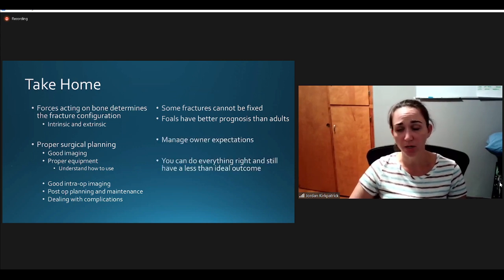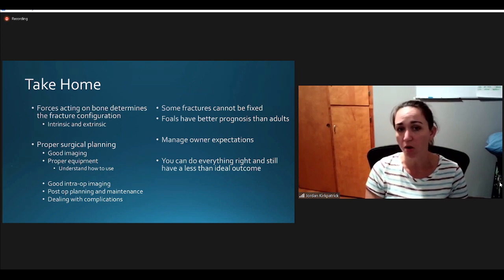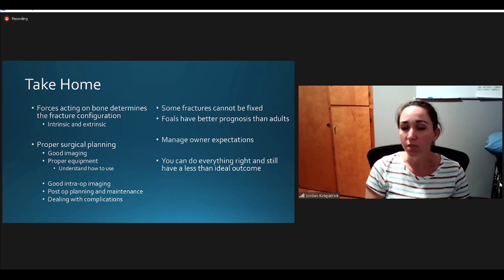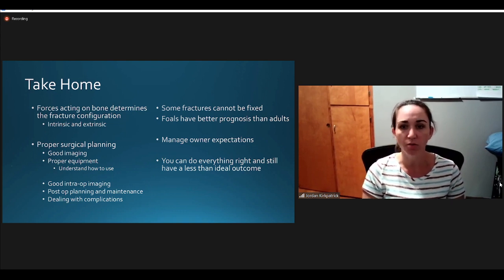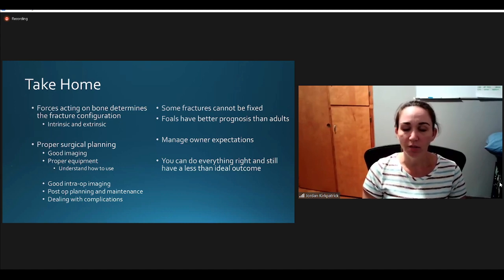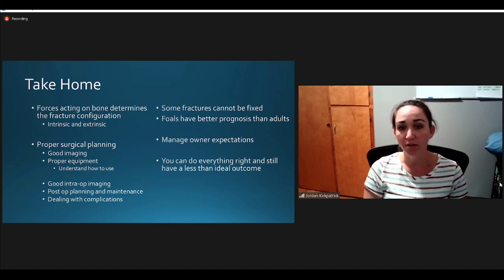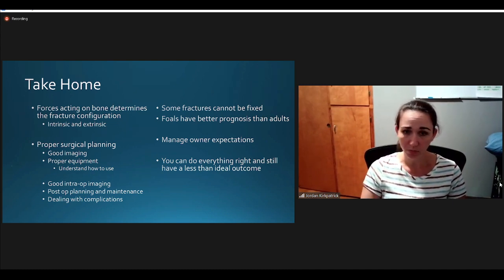The biggest thing is to manage owner expectations, like with that olecranon fracture repair, the bent screws, and recovery. When I talked to the owner after, because I warned her about all of these things, she was upset, but not at me. She said, I'm disappointed, but you told me this could happen, so we're fine with it, and so keep moving forward. So make sure you manage what the owners expect and what can be done if certain complications arise, and that you can do everything right and still have a less than ideal outcome.